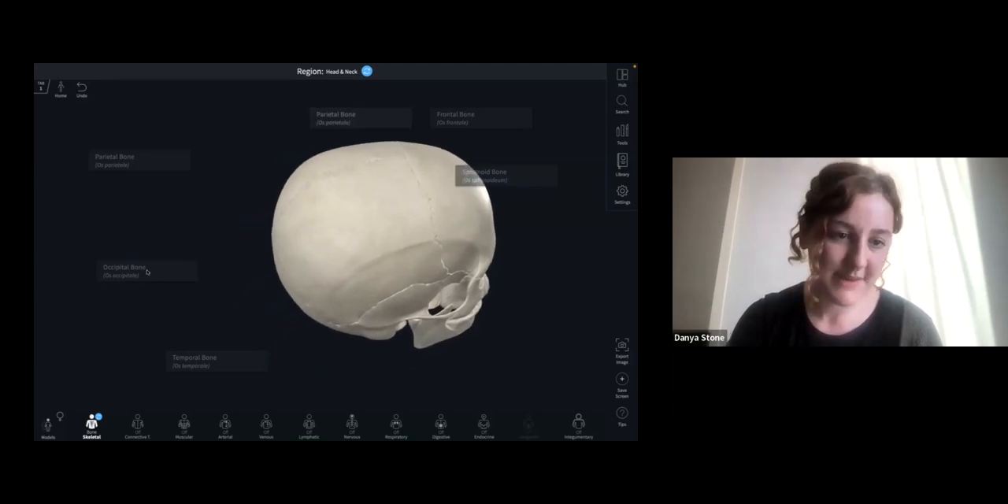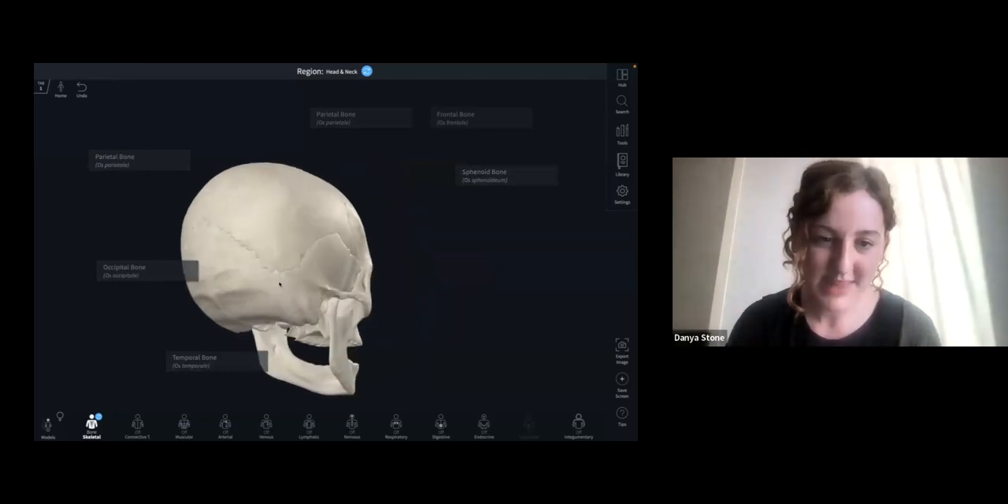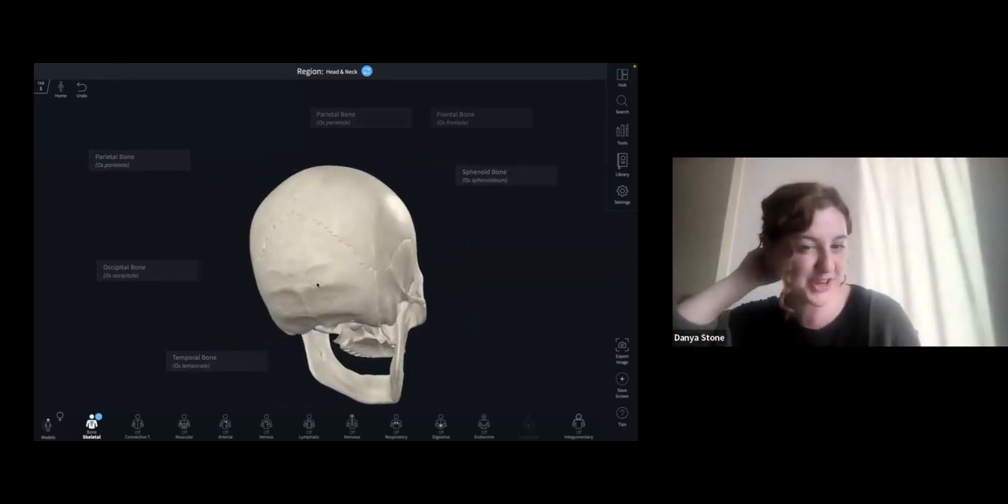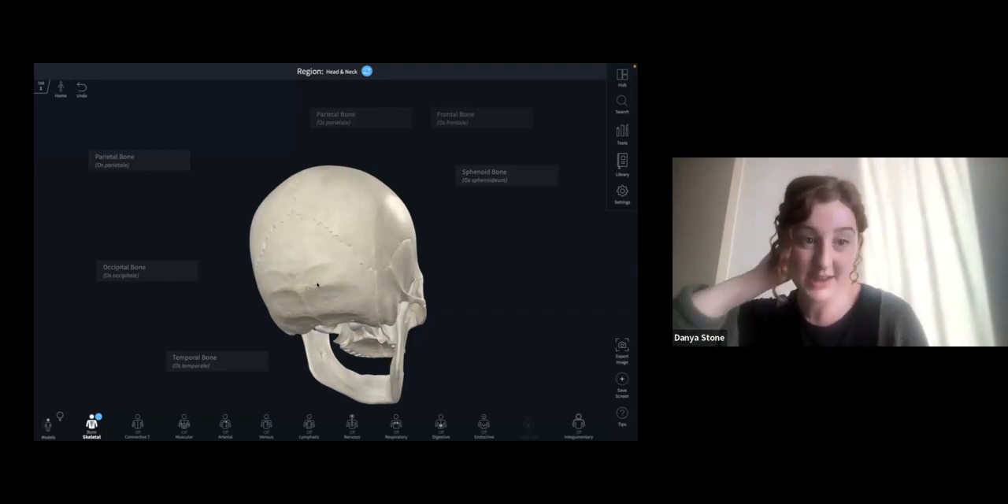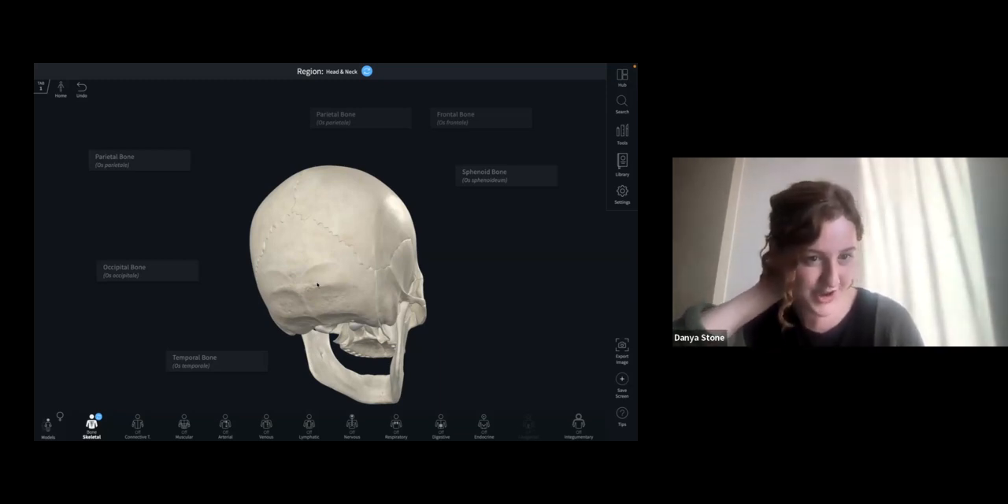Looking now towards the back of the skull, we have something called the occipital bone. And if you notice, just in the middle of the occipital bone, there's a bony protuberance or a lumpy bit. And you should be able to feel that on the back of your skulls. So that's called the external occipital protuberance.